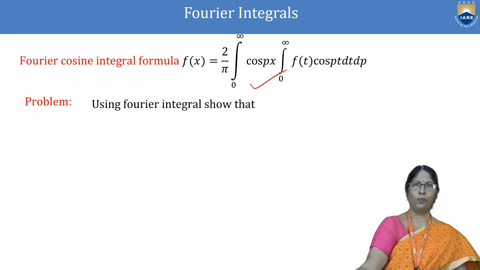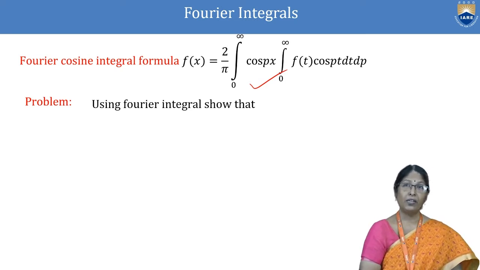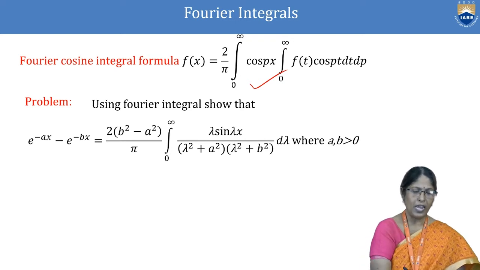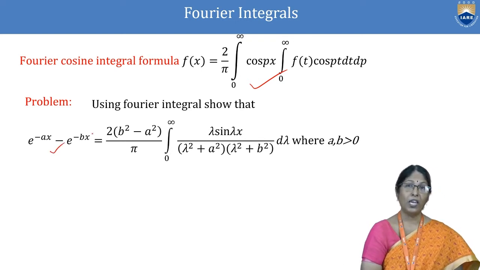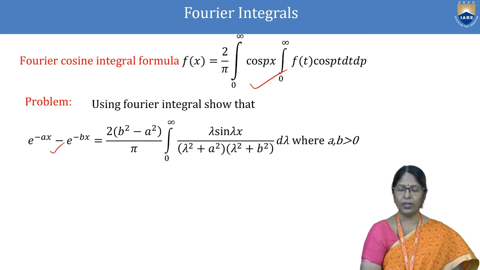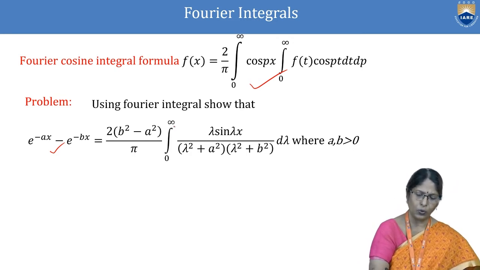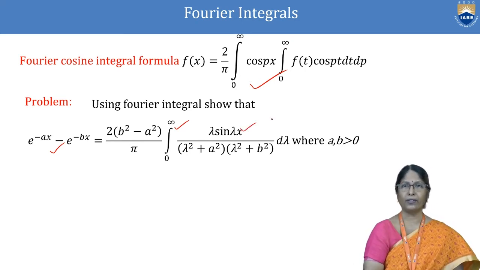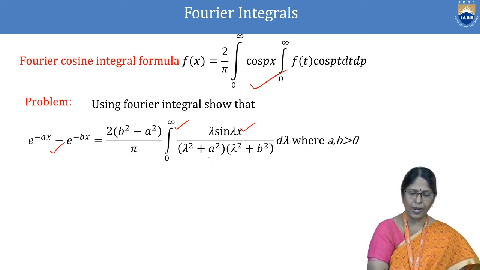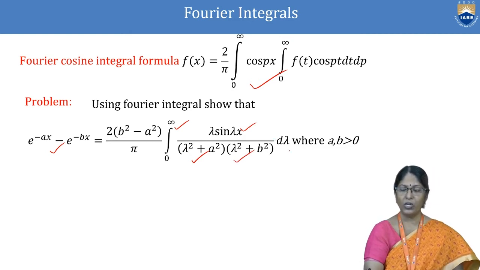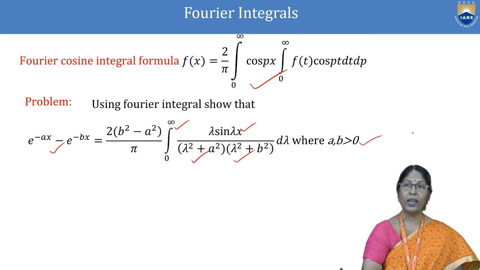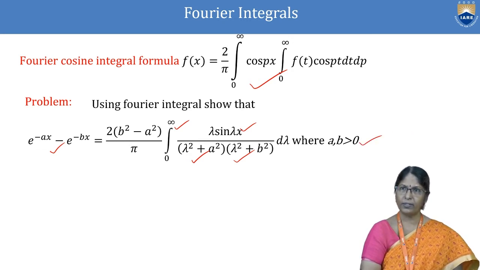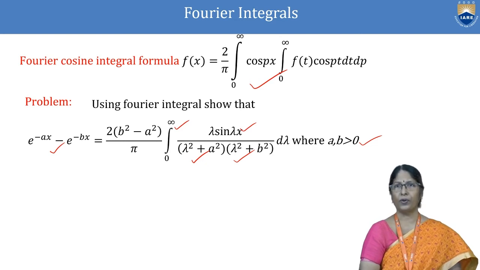Now we will do a problem, that is, using the Fourier integral formula, show that e^(-ax) - e^(-bx) = (2(b² - a²)/π) ∫ from 0 to infinity of λ sin(λx) / ((λ² + a²)(λ² + b²)) dλ, where a, b > 0, that means they are positive. This we have to prove.